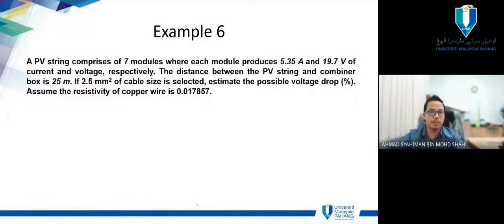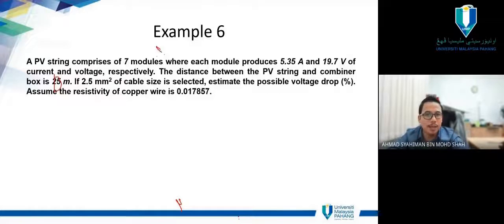Saya beri contoh. Okay, saya beri contoh. A PV string comprises of 7 modules where each module sama je. Hampir sama tapi ada beza sikit. Distance between the PV string and combiner box is 25. Up sikit. Saya letak 35. Of cable size if, okay, the question. If 2.5 meter square of cable size is selected, estimate the possible voltage drop.